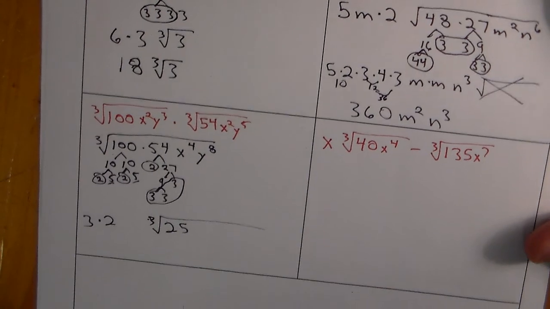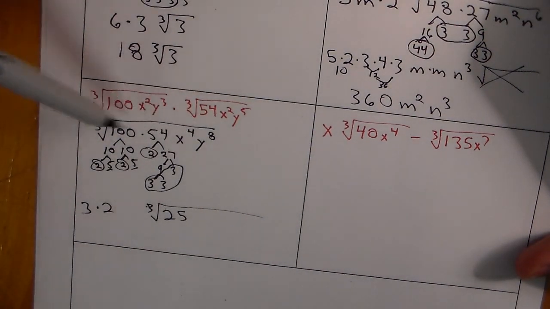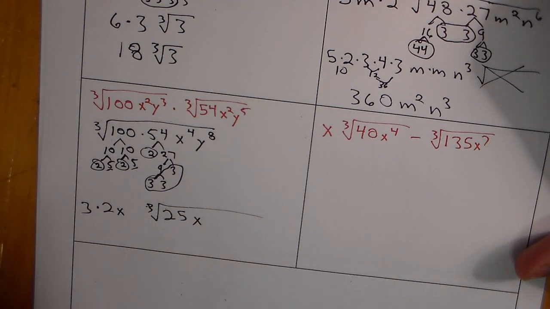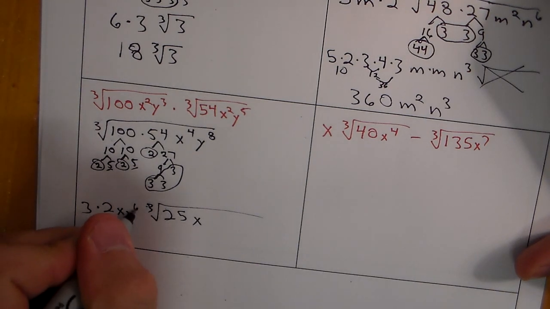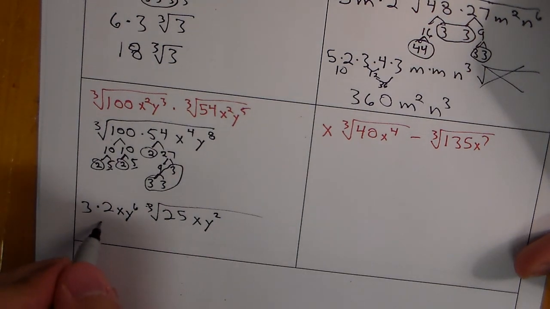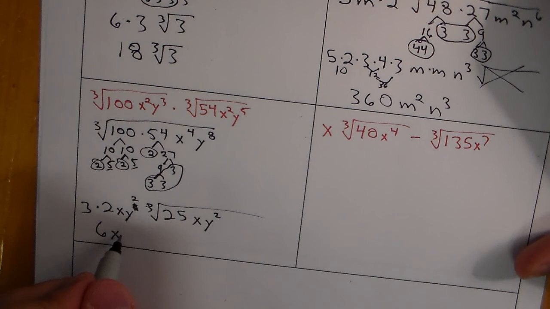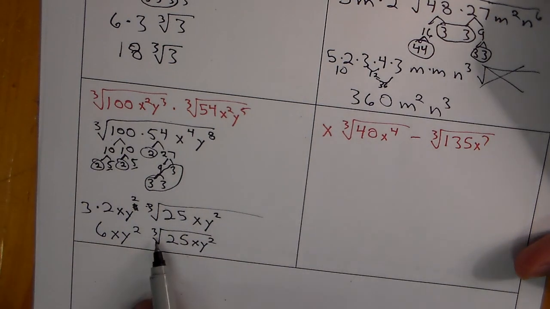If I had a third 5, they would all come out. Unfortunately, I do not. Now we got x to the 4th. X to the 4th has one set of 3's. One stays inside. Y to the 8th has 2 sets of 3's, because that's 6 of them. 2 stay inside. So now when we put it all together, we got 6xy squared, cube root of 25xy squared. Don't forget the cube root.